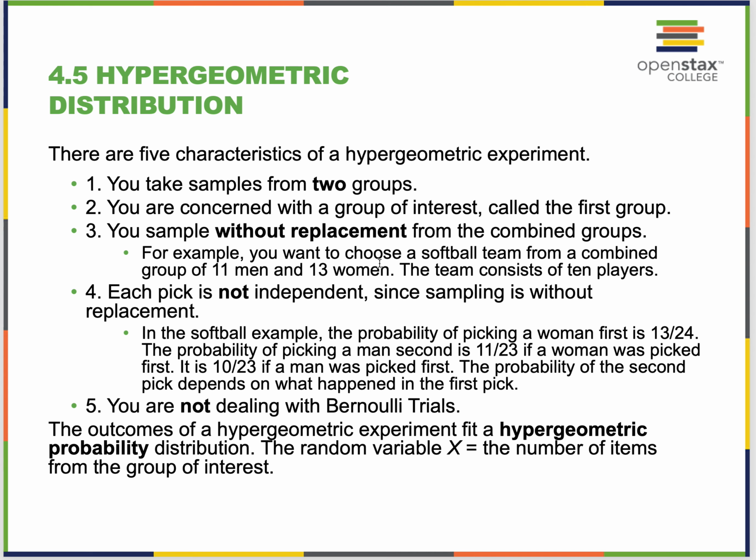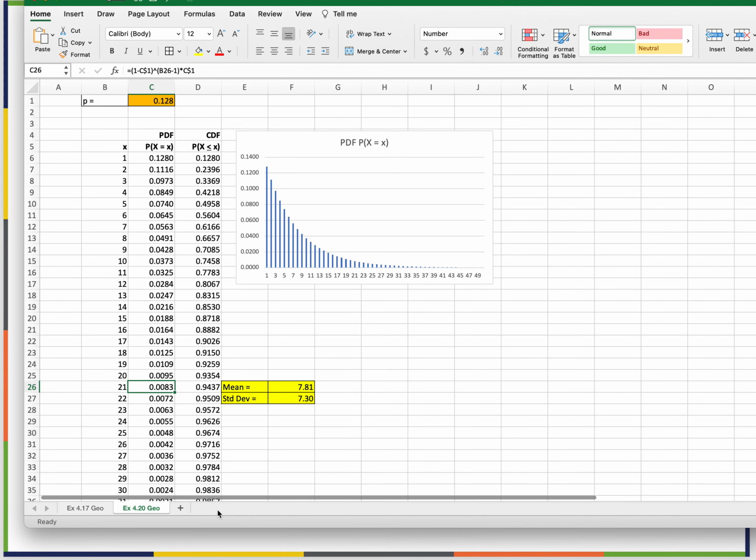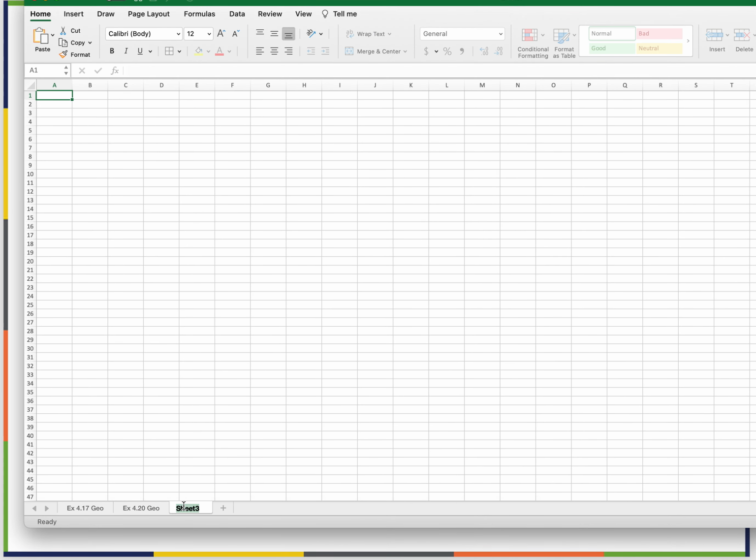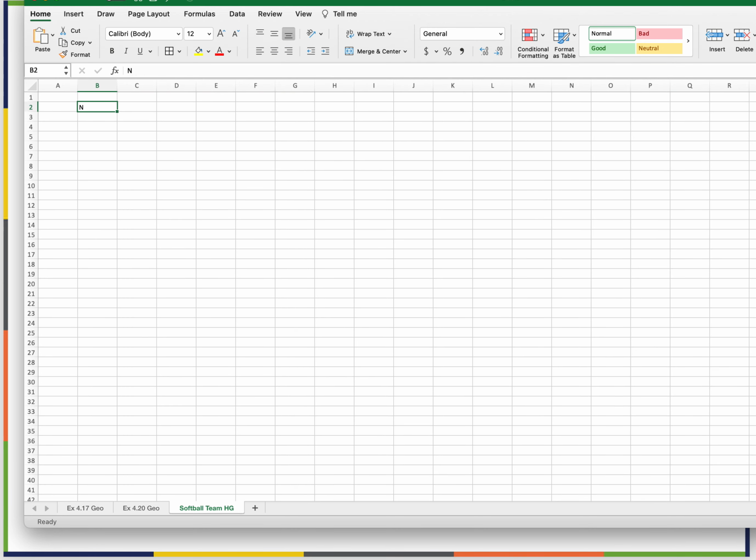So let's do that example and see how that works. So this is softball team hypergeometric. Let's make it HG. So let me go to my little thing. I'll make another one, and we have softball team hypergeometric. So what do we have? What is my N? And let me make this bigger so we can see it. Oh, I can't make it bigger until I actually enter it. So what do I get?